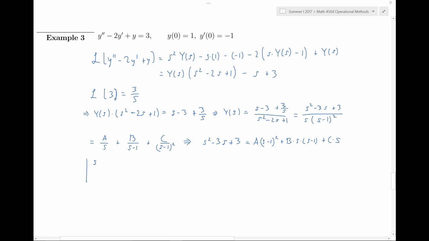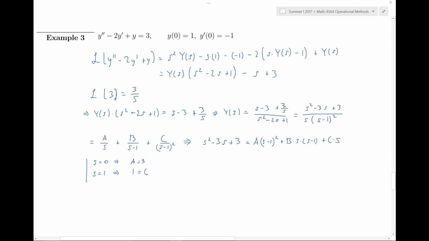Plugging in s equals 0 will give us the value of a. So a should be 3. Plugging in s equals 1 will give us 1 equals, a cancels out, b cancels out, c. So we find that c is equal to 1 and a equals 3.